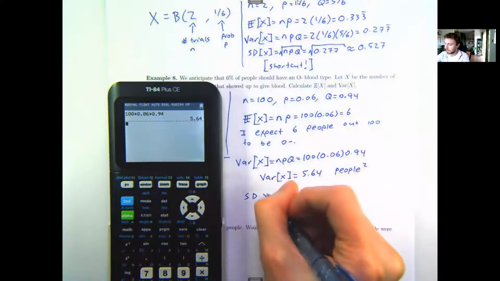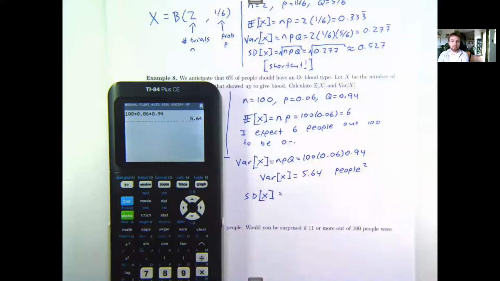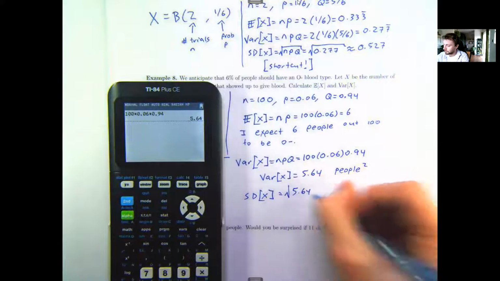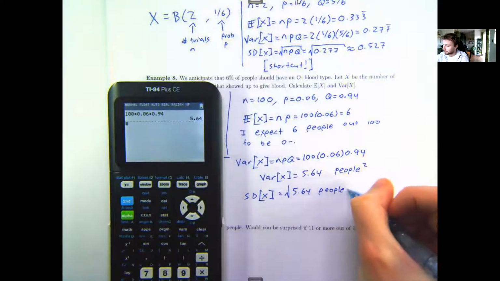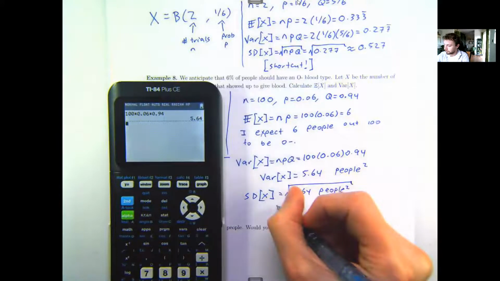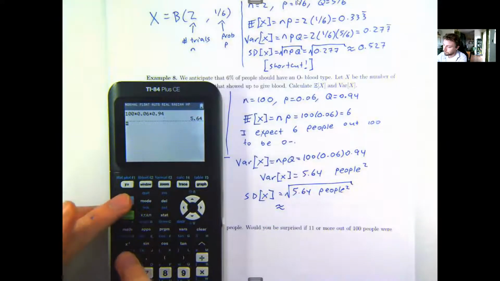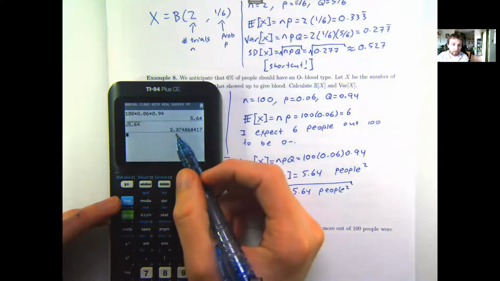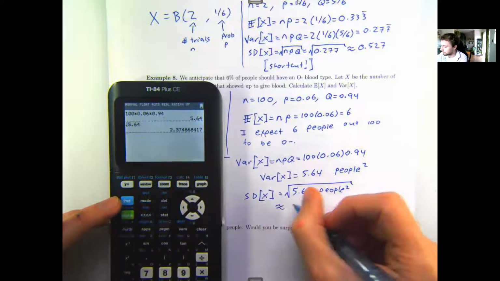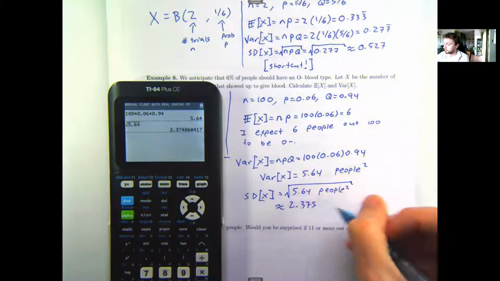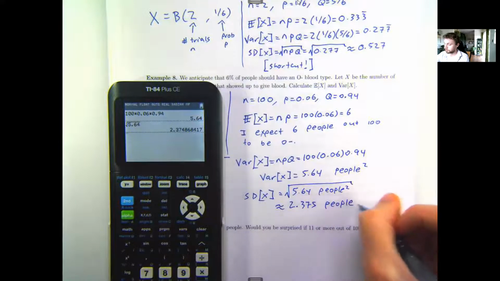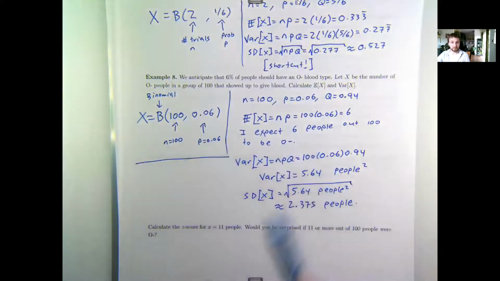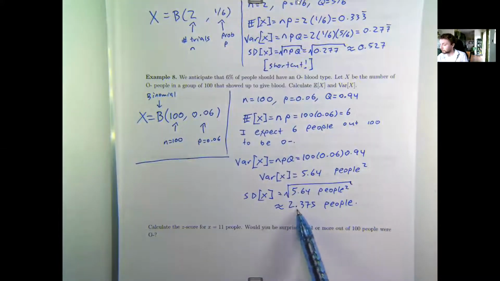So if I wanted some units that actually made sense, I would have to look at the standard deviation, the square root of this. So let's look at the standard deviation of that and see what we get. 2.375 or so. Units, people. So I expect 6 out of 100 people to be O negative, this sought after blood type, give or take 2.375.